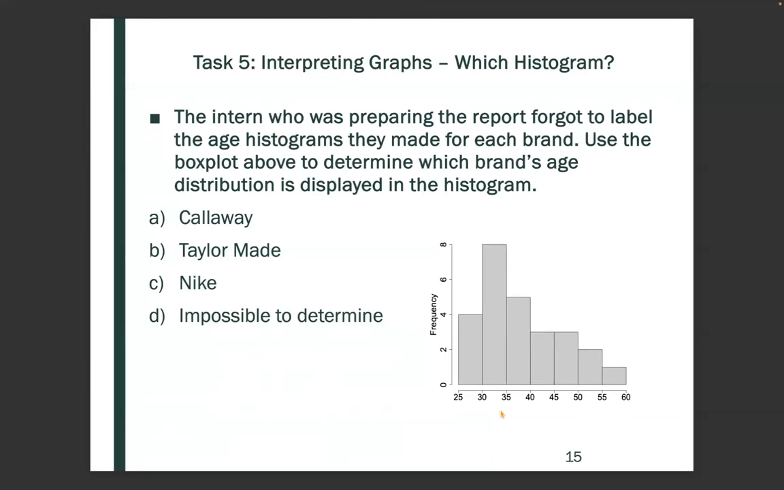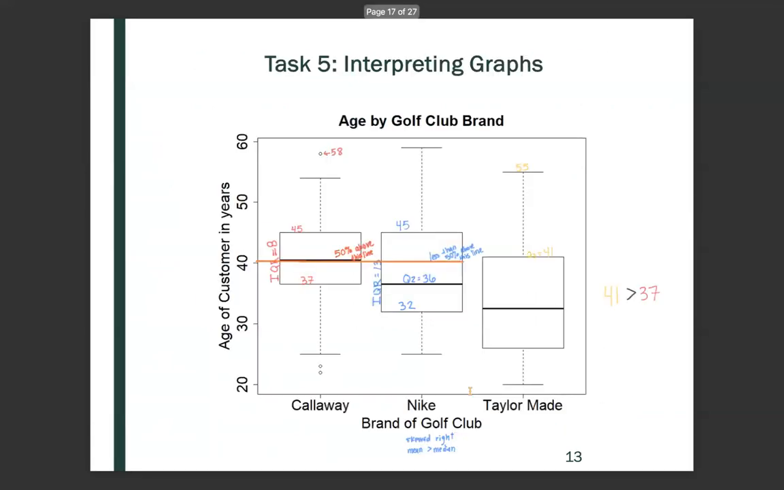Two things that I looked for when I was making this decision: I first looked at the range of the values of the histogram. We have it range from 25 to 60. So I want to see which of these range from 25 to 60. Here, we have values that are less than 25, so I would say Callaway is not a good option. Here, Nike looks like we have our minimum values starting at 25 and going to 60. So Nike looks like a good candidate, but let's look at TaylorMade.